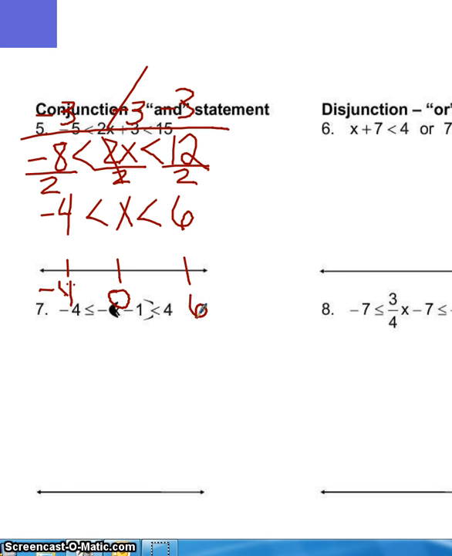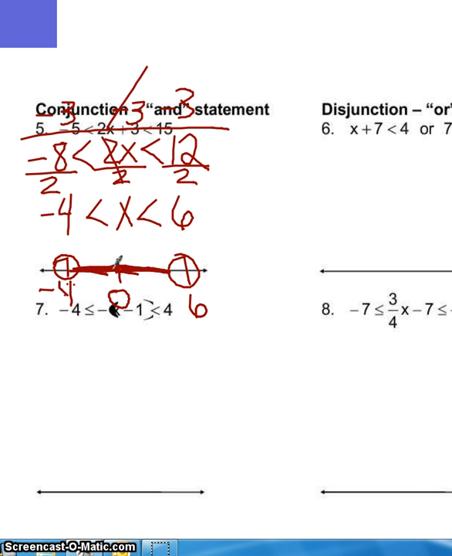Does it include negative 4 and 6? That's correct, no, because there is no equal to sign. And because it's an and statement, it's going to be everything in the middle. So everything is in between negative 4 and 6. So that would be my graph.